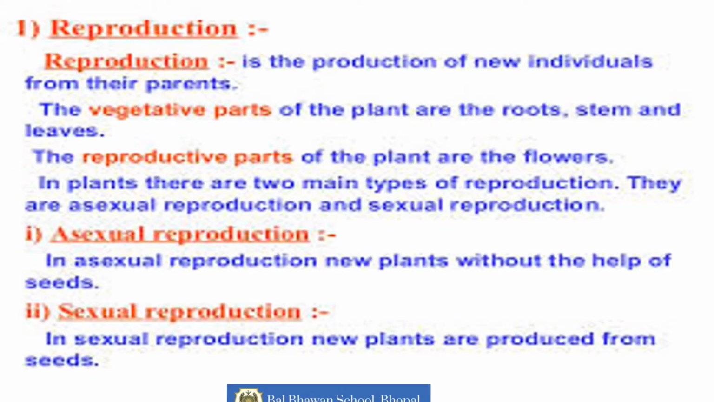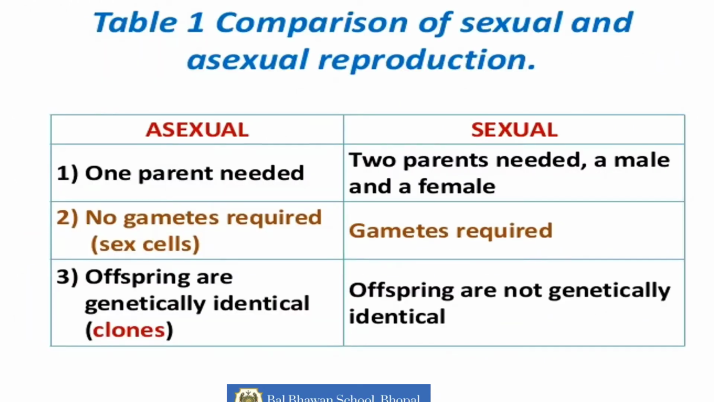Now, in the case of plants, there are two types of reproduction. One is asexual and the second is sexual reproduction. In asexual reproduction, new plants are formed without the formation of seeds. And in sexual reproduction, new plants are produced from seeds. Now, when we compare asexual reproduction with sexual reproduction, we find that in asexual reproduction, only one parent is needed, whereas in the case of sexual reproduction, two parents are required: a male parent and a female parent.